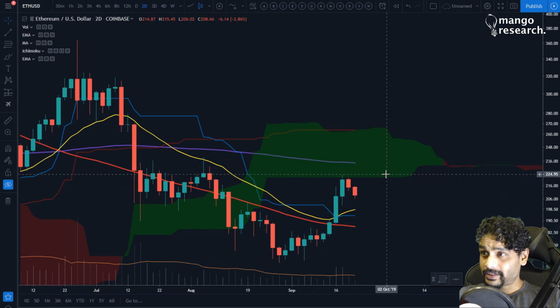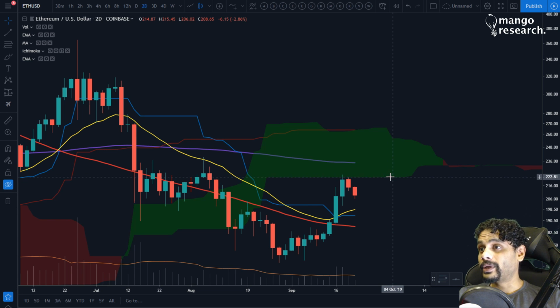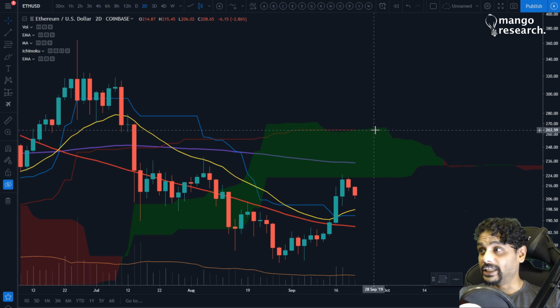On the 2-day, we are looking at this Ichimoku over here. If you close within the Ichimoku, if Ethereum does manage to pop back in at 223, I'll be looking for a move all the way to the top of the cloud, lining up with the Kijun at 263.